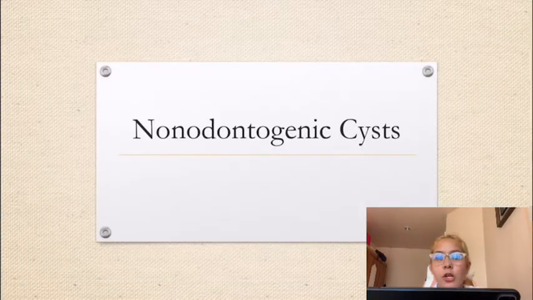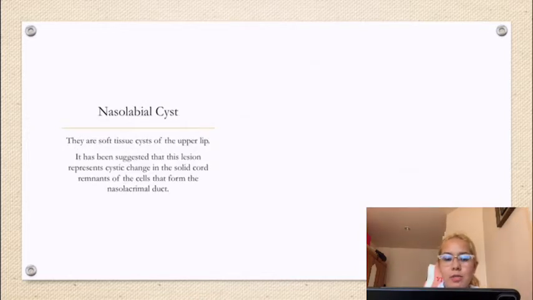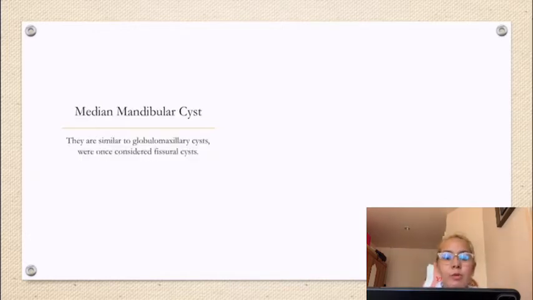The non-odontogenic cysts are the globulomaxillary cyst or lesion. They were once considered fissural cysts located between the globular and maxillary processes. Nasolabial cysts are soft tissue cysts of the upper lip. It has been suggested that these lesions represent cystic change in solid cord remnants of the cells that form the nasolacrimal duct. Median mandibular cysts are similar to globulomaxillary cysts, which were once considered fissural cysts.